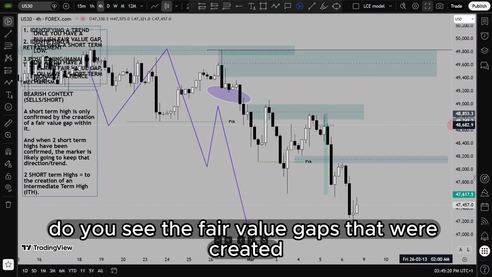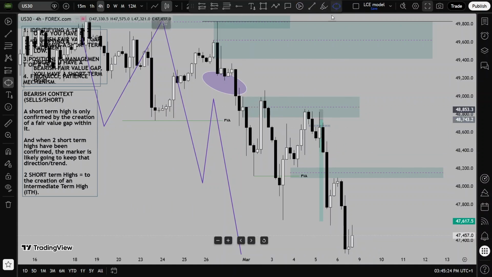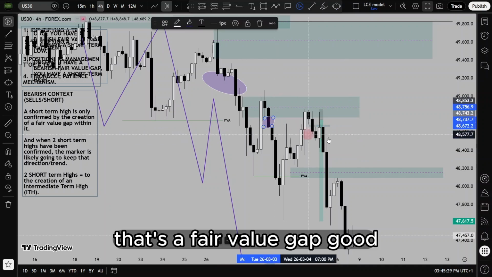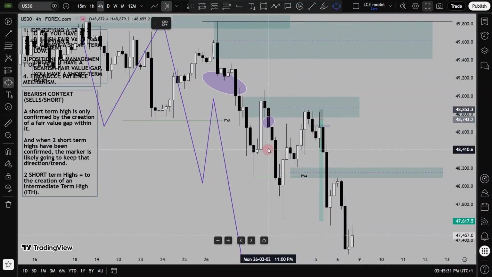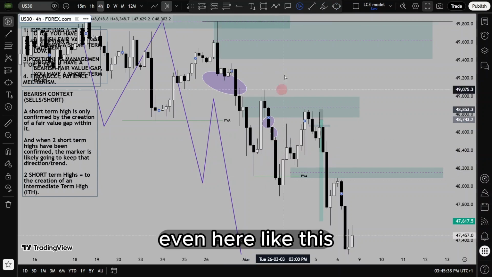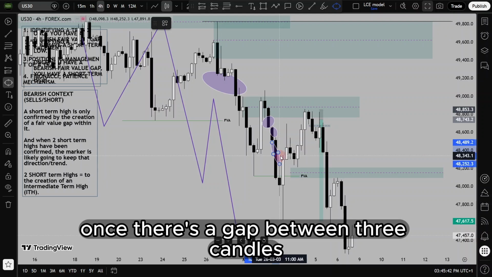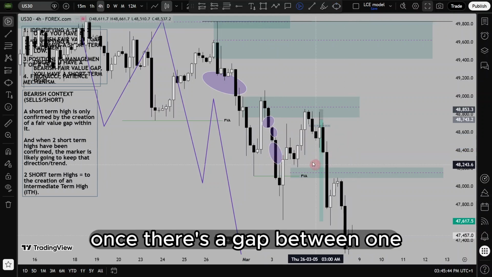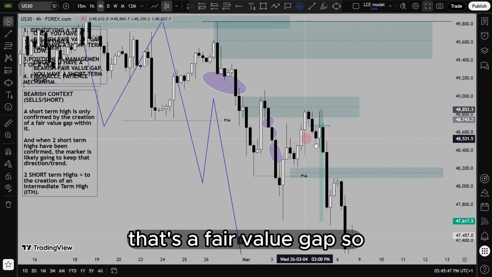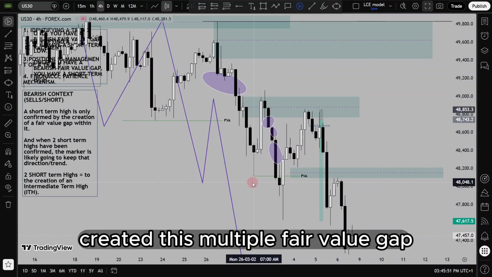Do you see the fair value gaps that were created after price came into this place? Look at here. That's a fair value gap. Good. Even here like this. That's a fair value gap. Even here like this. Once there's a gap between three candles, once there's a gap between one, two, three, that's a fair value gap. So price quickly did what? Created these multiple fair value gaps.